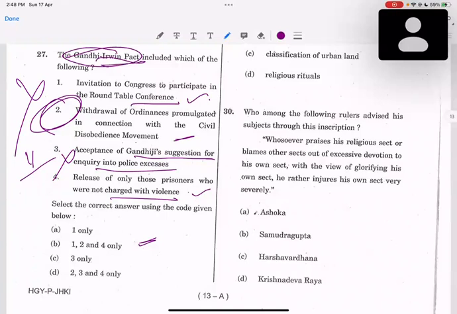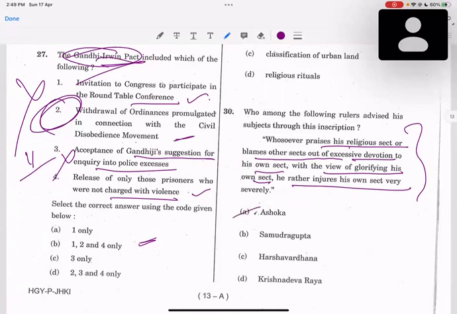But yes, I do expect this question, you all should have been able to attempt it. If you look at the 30th question: whoever praises his religious sect or blames other sects out of excessive devotion to his own sect, with the view of glorifying his own sect, he rather injures his own sect very severely. If you read it in a little more detail and interpret it, this is talking about secularism and respecting other sects, and not being too much involved in our own sect. Alright, it is talking about this.